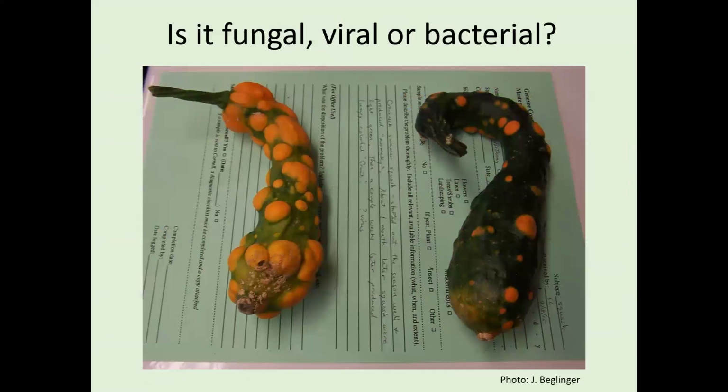Okay, so we're going to talk about what I call the big three in diseases. Is it fungal, viral, or bacterial? This is not typical looking for zucchini squash, right? Zucchini should not have orange measles or lumps or bumps. So the gardener brought this in and wanted to know what was wrong with their zucchini. And I believe we determined that it was, in fact, probably viral just because of the way it looked.